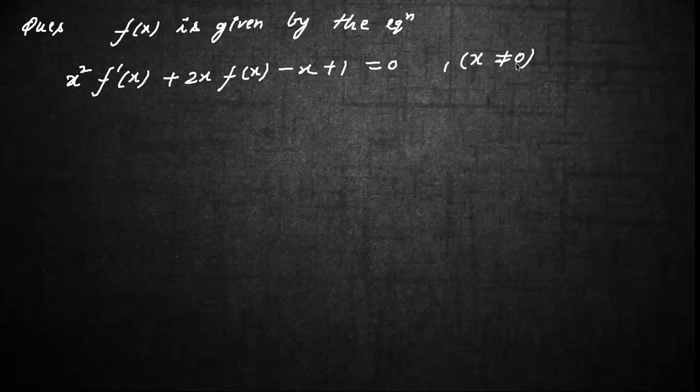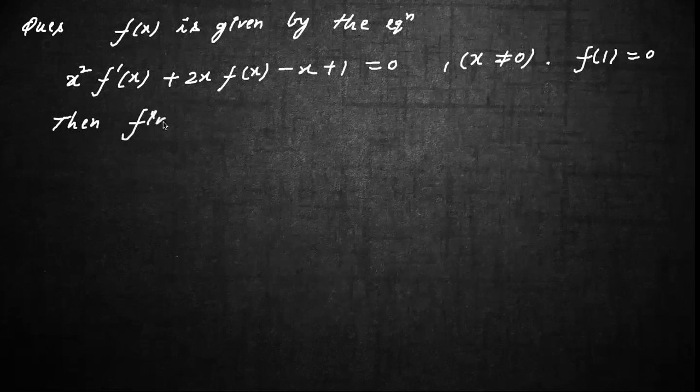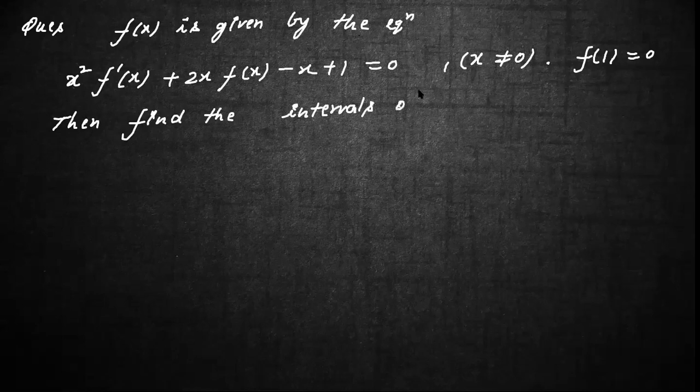X is not equal to 0, and you have additional information, f of 1 is equal to 0. Then find the intervals of monotonicity of the function f(x).